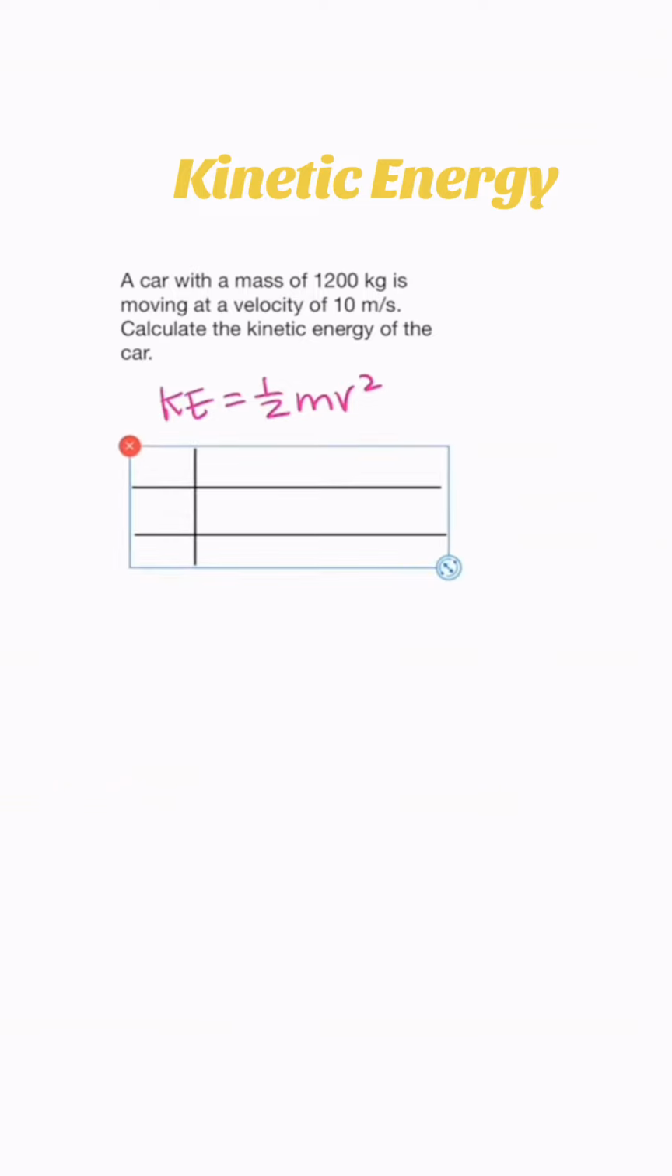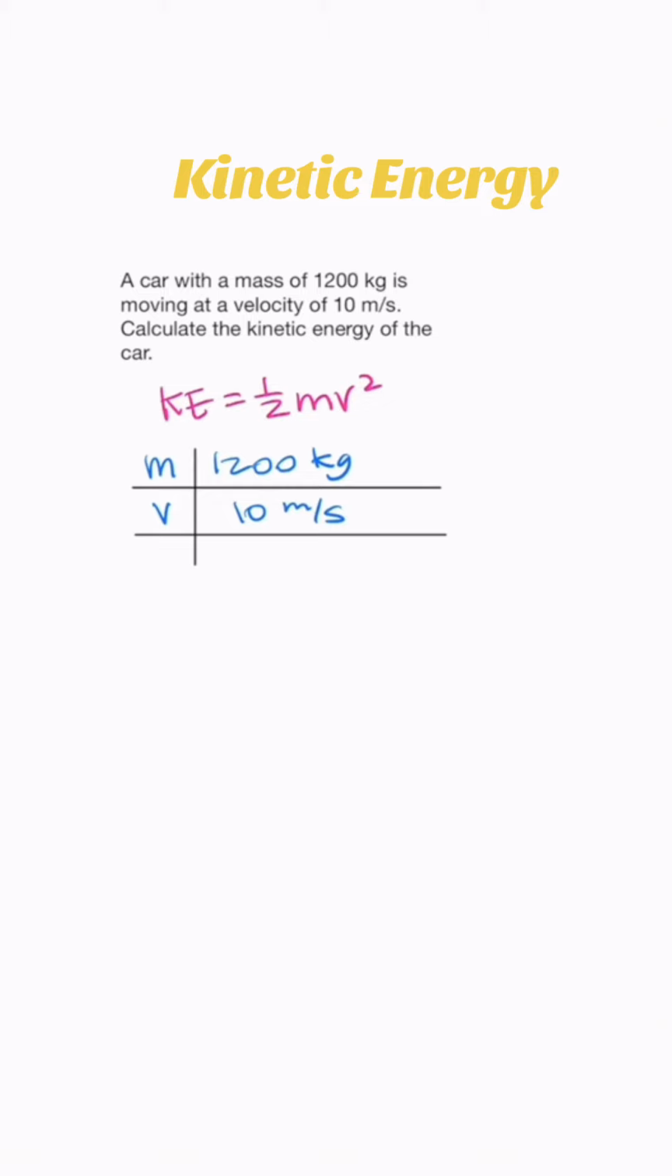Let's first make a table of all the data that's given. The problem says that the mass is 1200 kilograms, which means m is equal to 1200 kilograms. It also says that there's a velocity of 10 meters per second. So v is equal to 10 meters per second. Now that we have all this information, let's go ahead and plug the numbers into the kinetic energy equation.